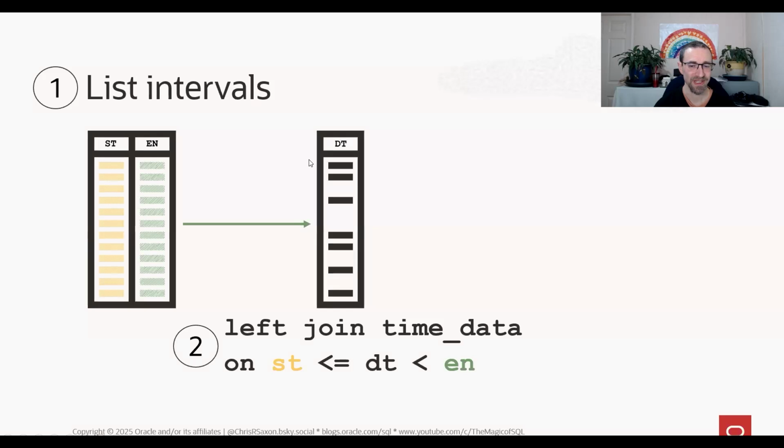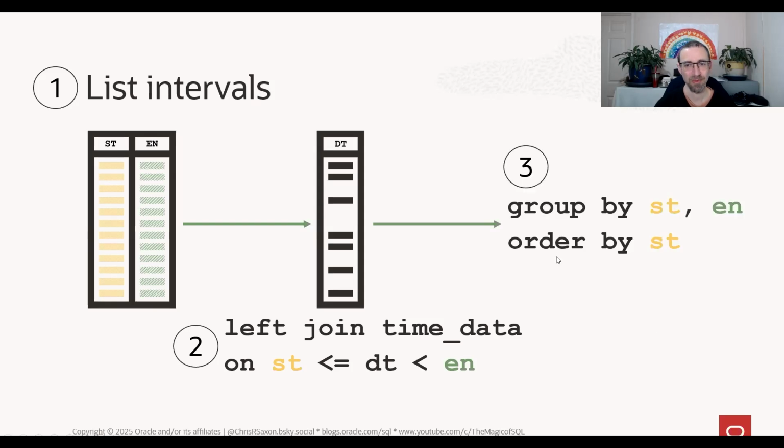We can then join in our actual data, so outer join in our data that falls in between those start and end times, and then group by those and sort them, okay? So this allows us to kind of include missing time intervals.